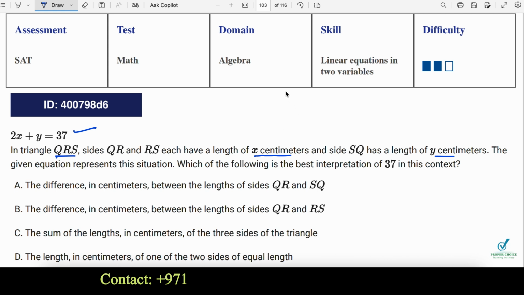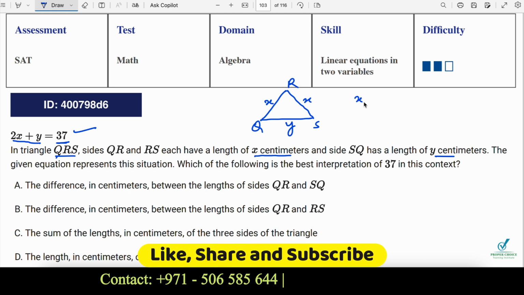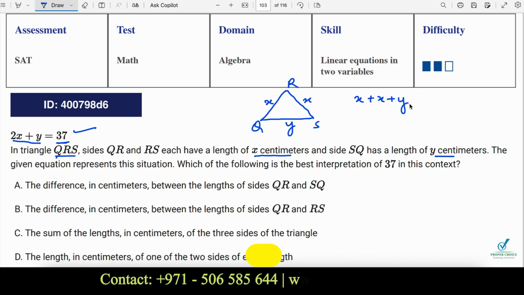If I just roughly make a triangle, whatever has been stated to us, and name the vertices R, Q, S, as they're clearly telling us, QR and RS are x centimeters each. If this is x, this is x, the third side length SQ or QS is y centimeters. Now if you look at what has been given, adding up all the sides, x plus x plus y is equal to 37, which can also be written as 2x plus y equals 37.